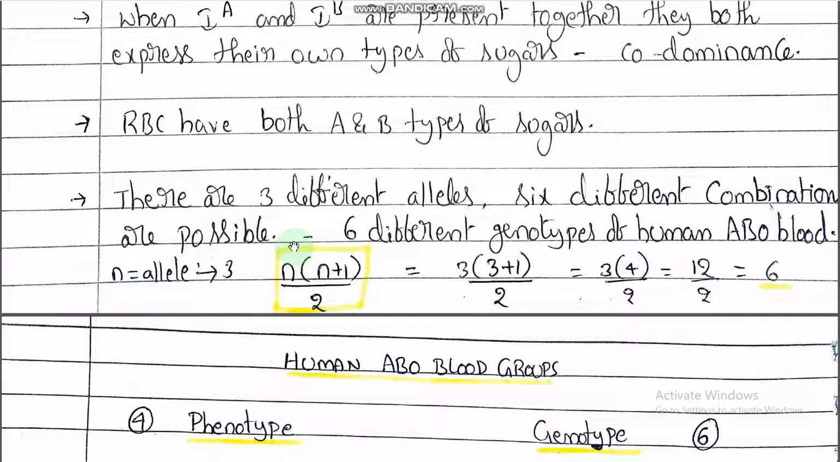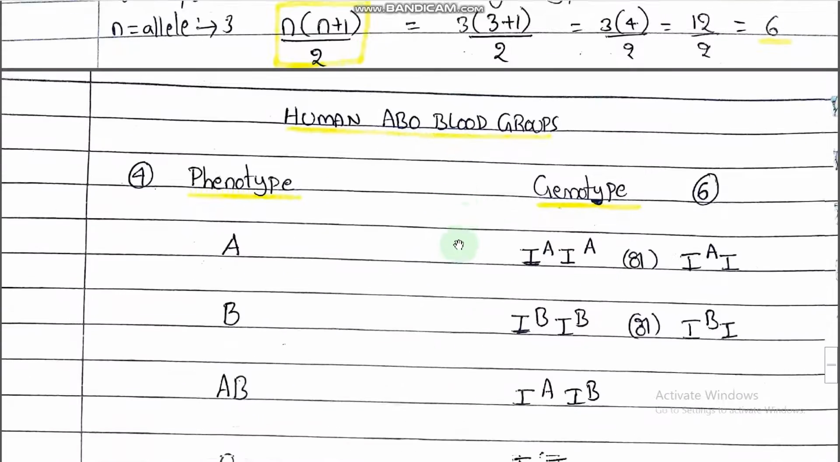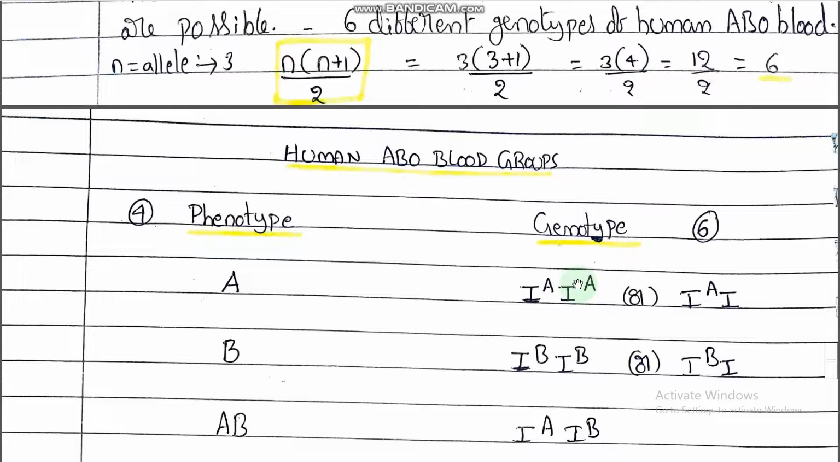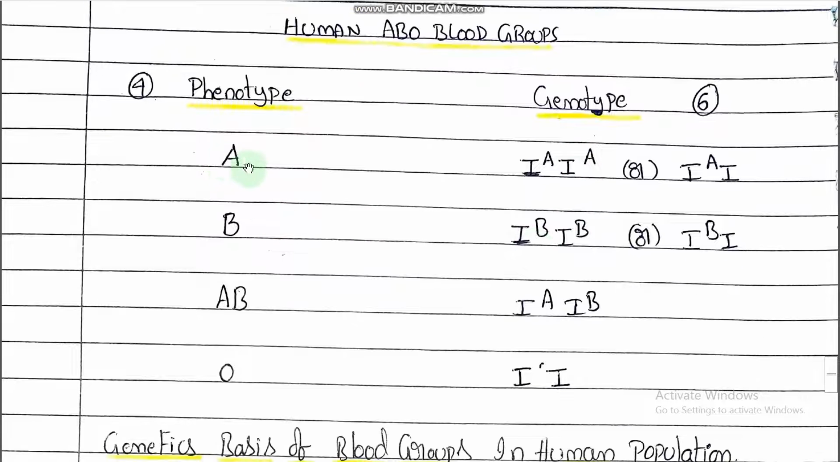How many phenotypes? 4 different phenotypes: A blood group, B blood group, AB blood group, O blood group. Clear? Right. Okay, here it is clearly given. Human ABO blood groups: phenotypes are 4: A, B, AB and O. Genotypes are how many? 6. We discussed here the 6 genotypes. So, for an A blood group person, what type of genotypes?